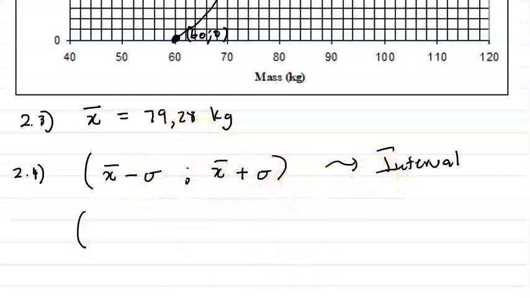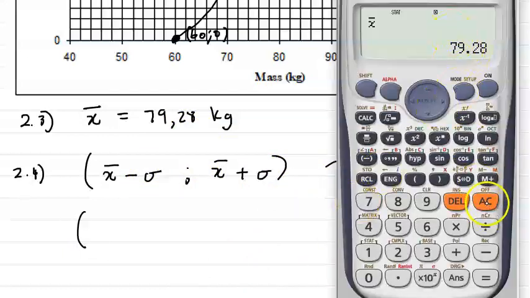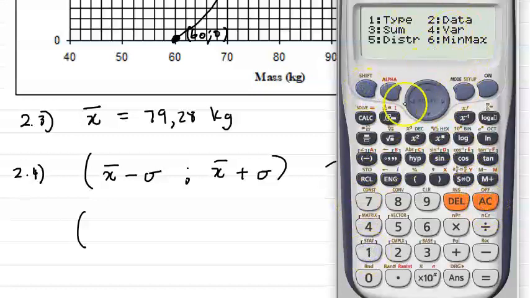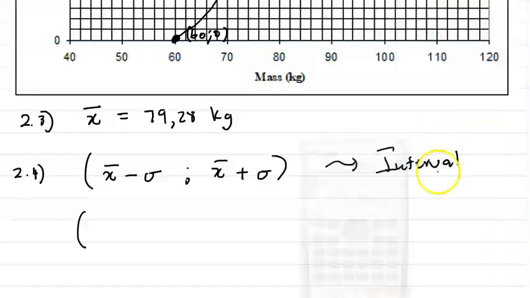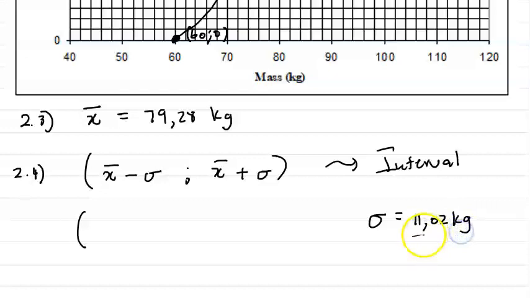So how do we work it out? Well, let's go back to the calculator, Shift and 1 for stats. Let's press option 4. Now the standard deviation is option 3. So 3 equals. Let's round that to 2 decimal places. 11.02 kilograms. So my standard deviation is 11.02 kilograms.